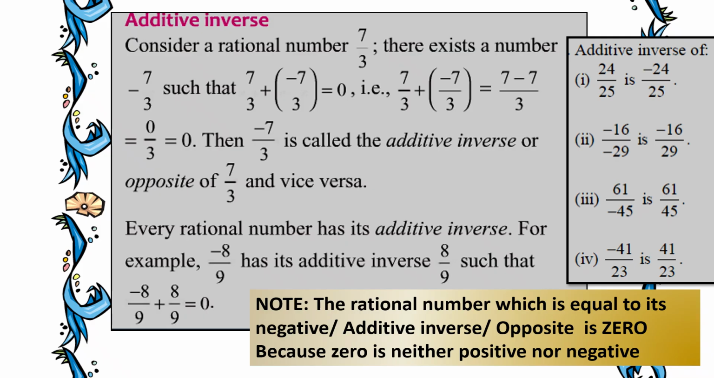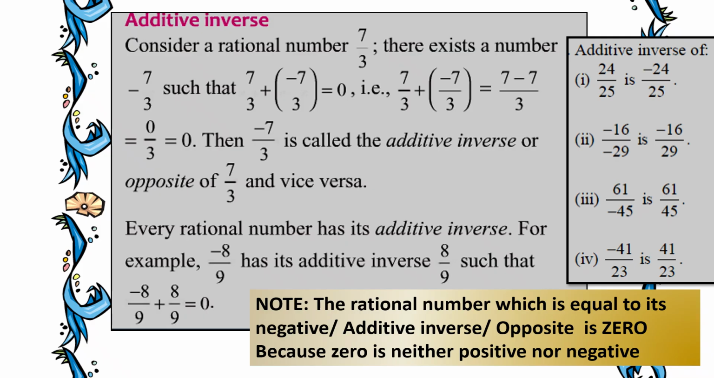What does this vice versa mean? The additive inverse of minus 7 by 3 is nothing but 7 by 3. Every rational number has its additive inverse. For example, minus 8 by 9 has its additive inverse 8 by 9 such that minus 8 by 9 plus 8 by 9 is 0. What is this 0? It is the additive identity. Yes. So, there is a pattern in this. Any number plus its additive inverse gives the additive identity.